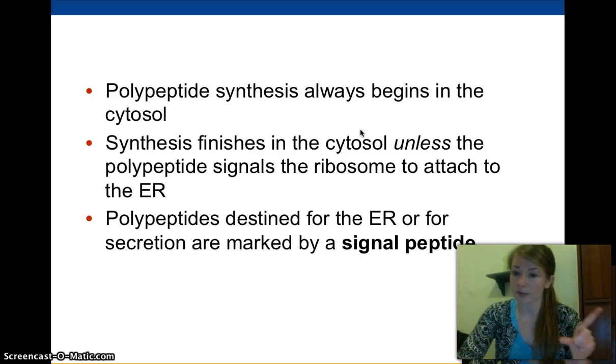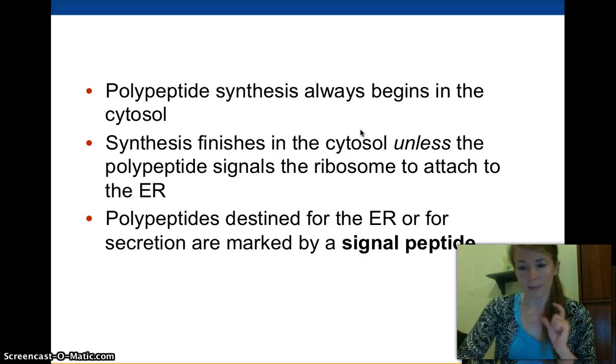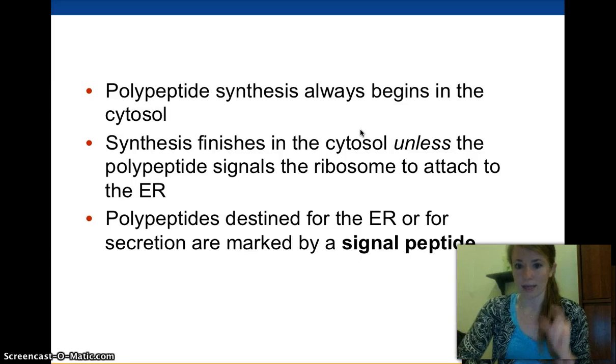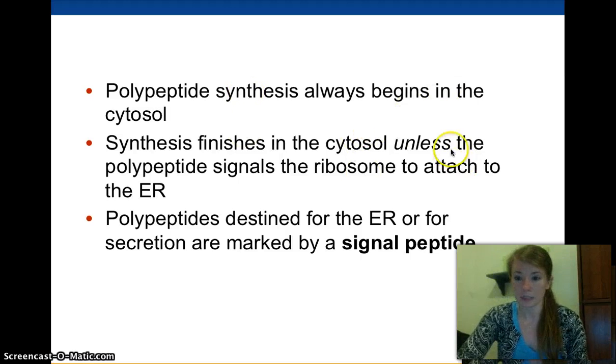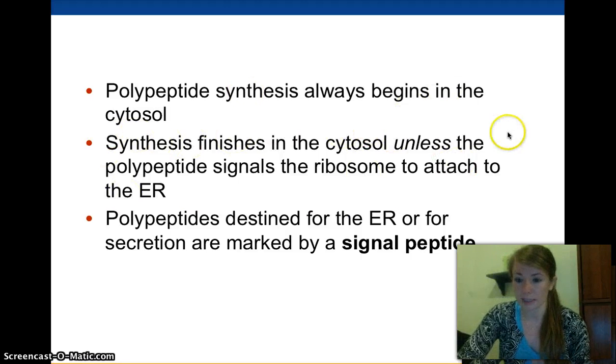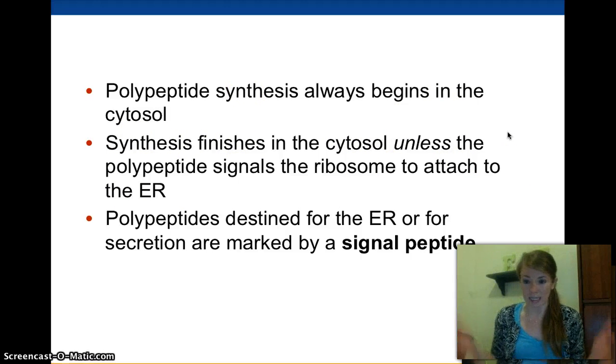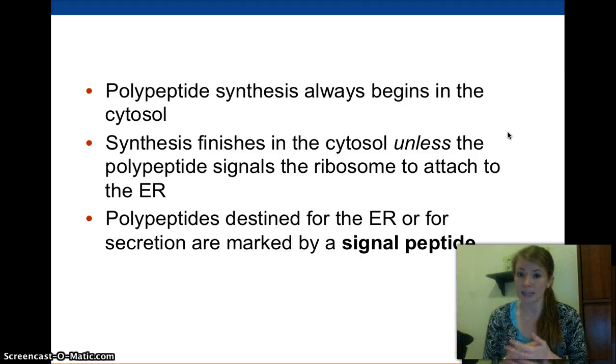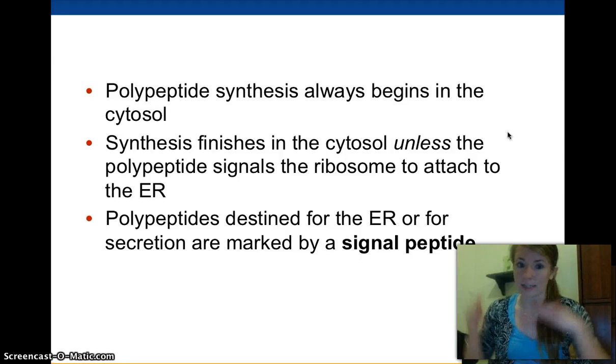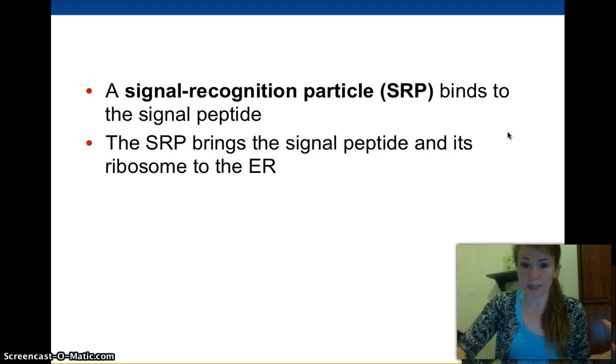Once the protein is a little bit built, the polypeptide chain, there may be a signal on it that says, okay, this needs to be bound. So let's go to the ER and continue our translation. So the synthesis will always finish in the cytosol, we'll always finish building it in the cytoplasm unless there's a signal, it's called a signal peptide, that says go to the ER so we can finish there.